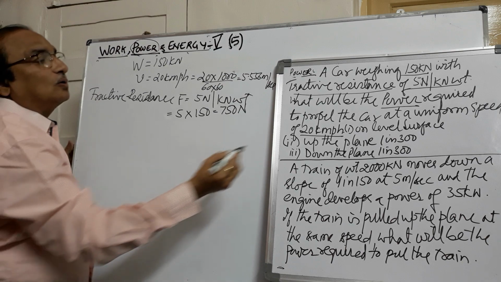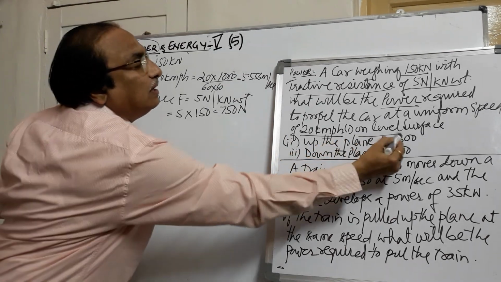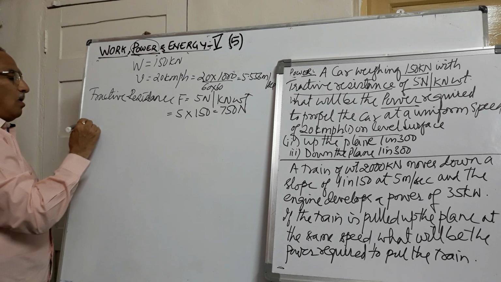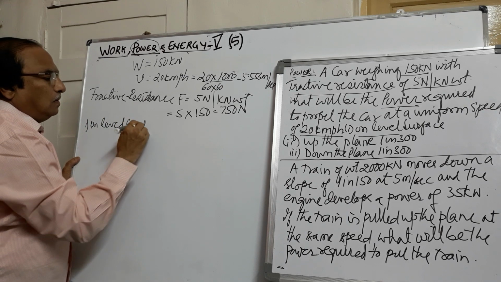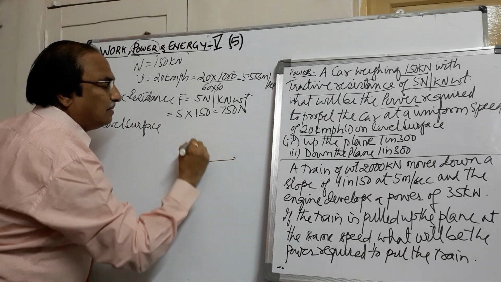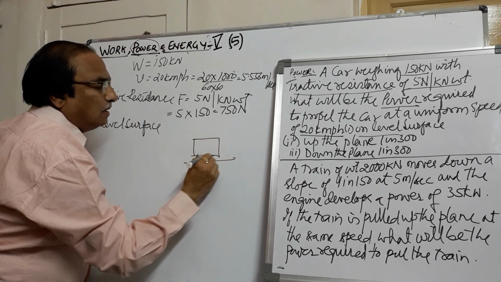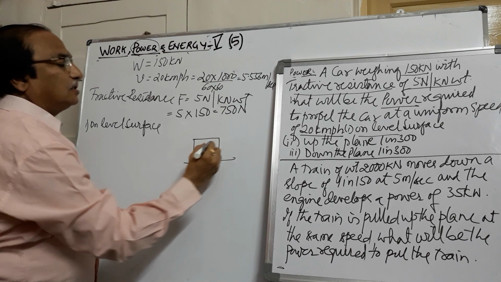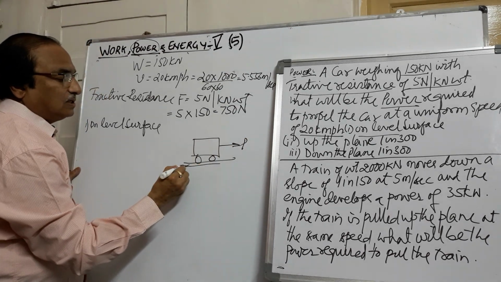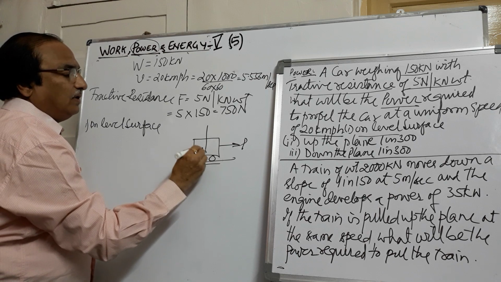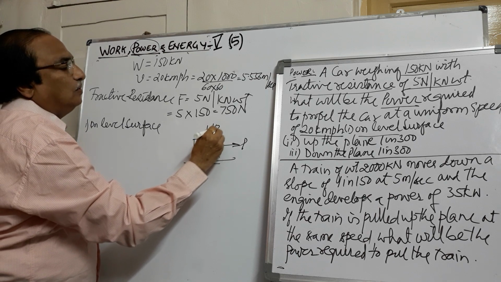Now we will find out the power required on level surface. If you see the free body diagram, this is your car. This is being pulled by a force P. The tractive resistance is in the opposite direction. The weight of the car is 150 kilonewton.